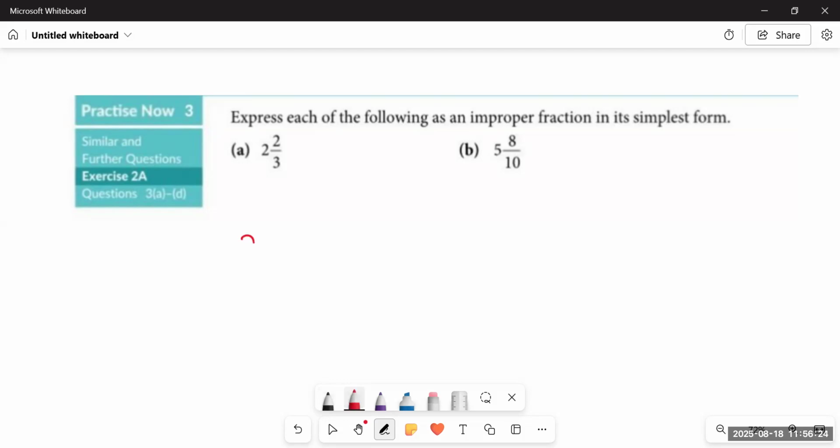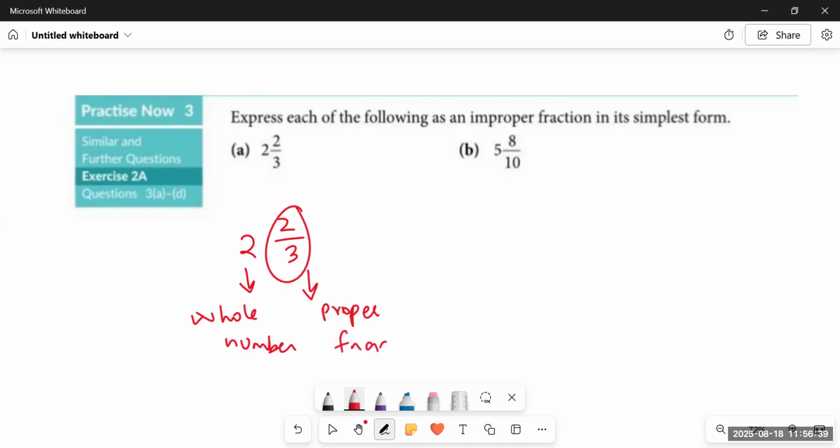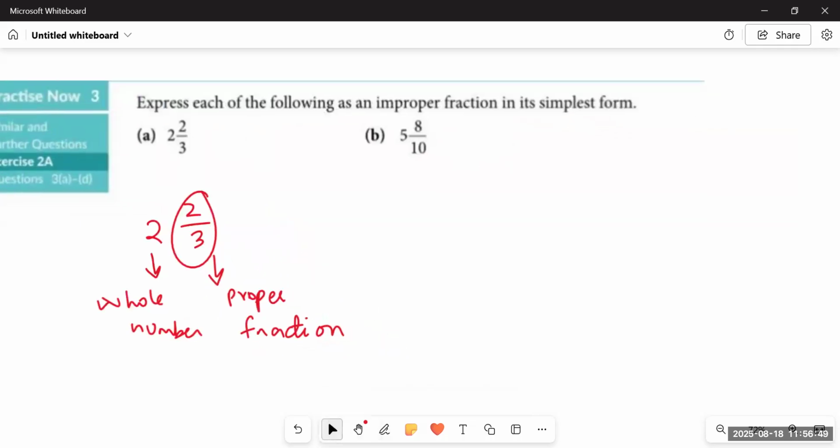So this is the whole number, and the second part is called the proper fraction. 2 upon 3 is a proper fraction. Any fraction that is a combination of a whole number with a proper fraction is called a mixed number. So we are provided with two different mixed numbers, and we just have to convert them into improper fractions, that is, in such a way that we do not have any whole numbers at all.